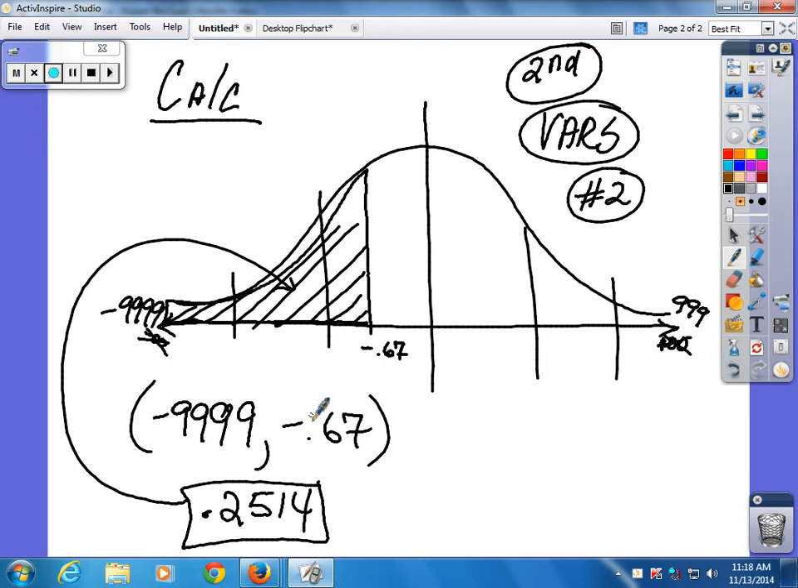All right, did y'all get it? 0.2514? No. What? Look at 0.67 and see in your table what you get. Negative 0.67.